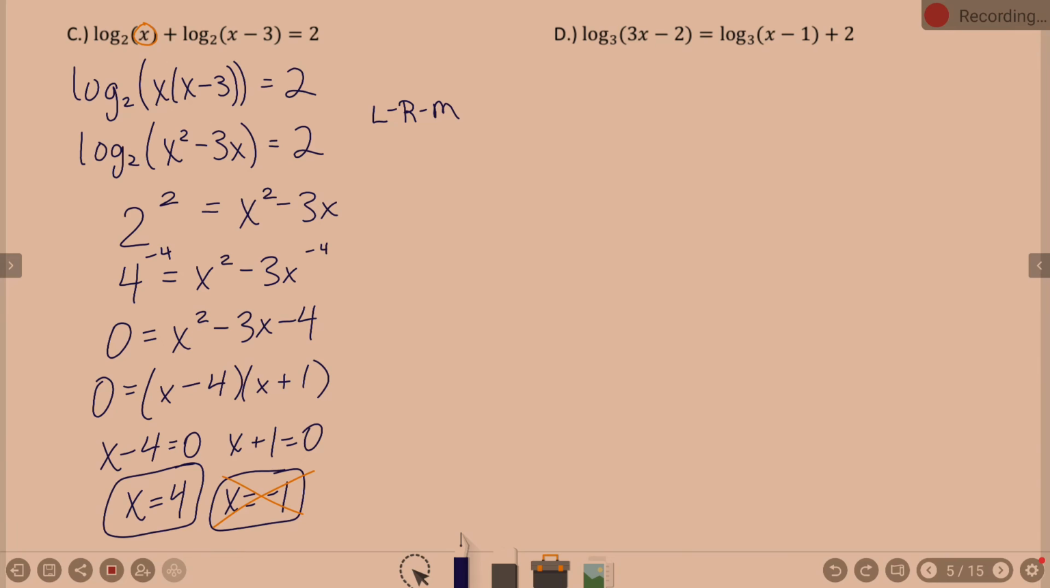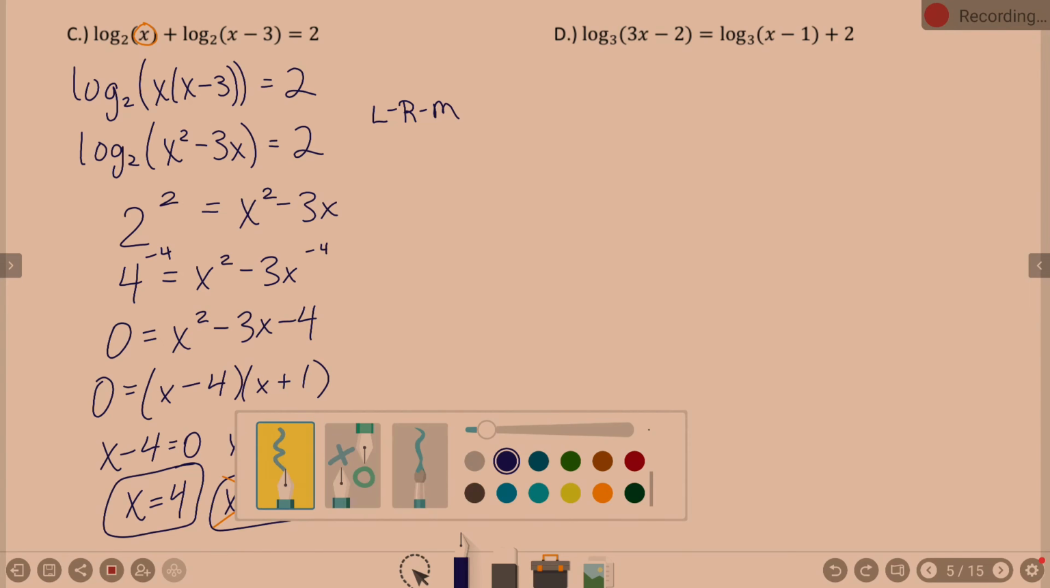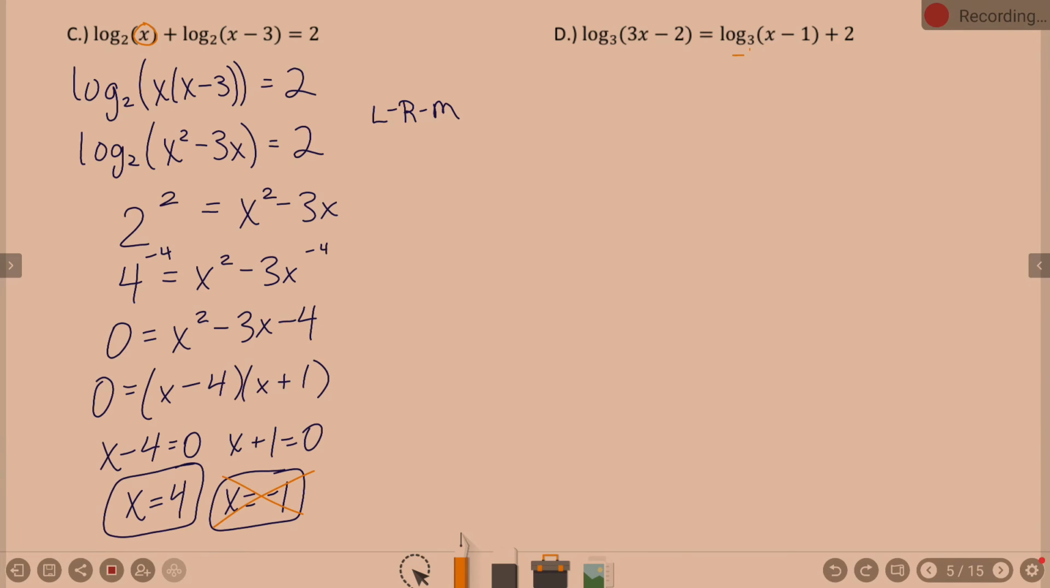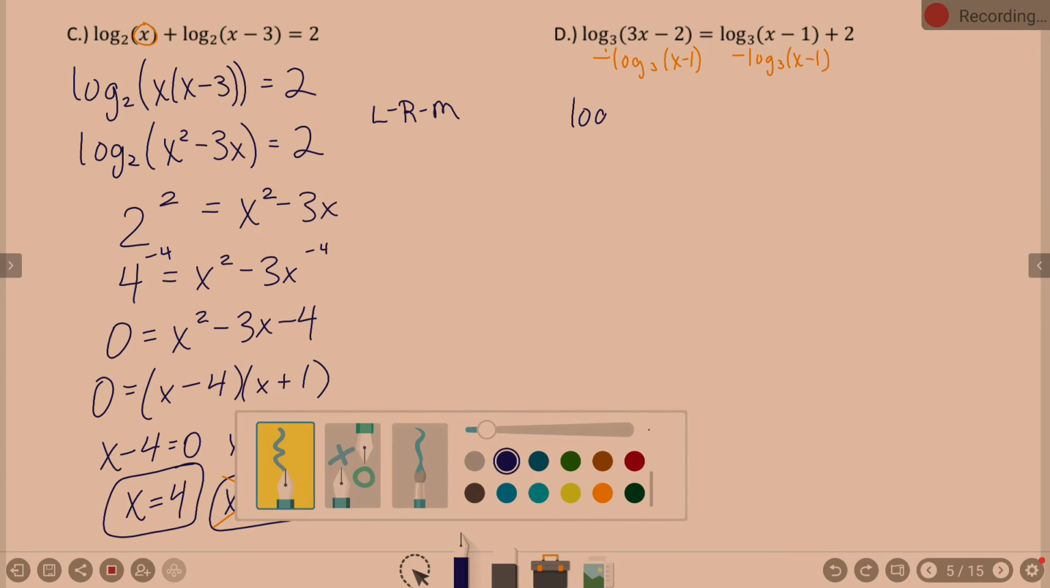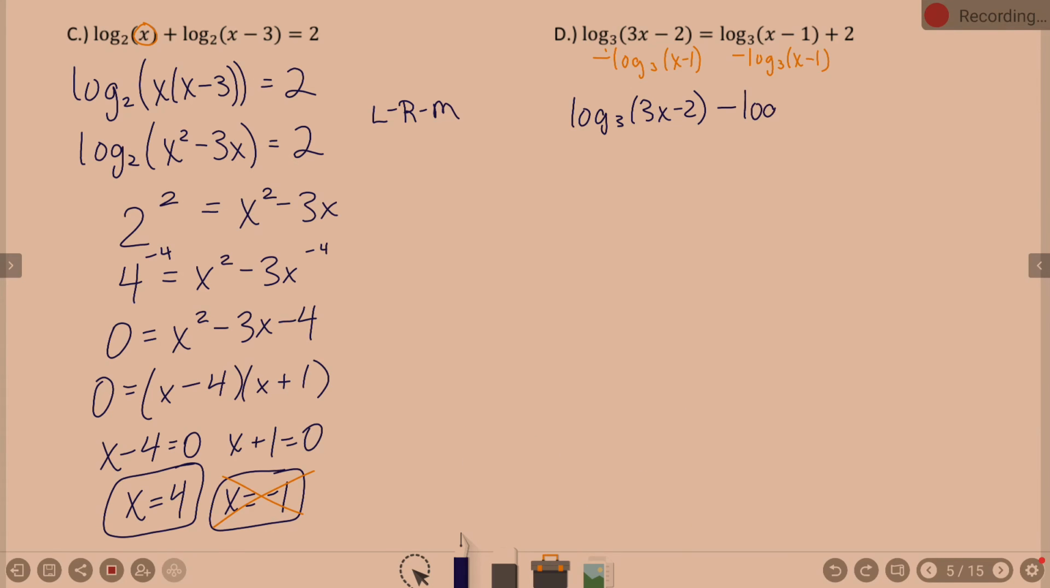Yeah. So if we subtract so that the logs are on the same side, okay? So I'm going to subtract log base 3 of x minus 1 because here's what we're trying to do. We're trying to get the logs on the same side and just have the number on the other side, okay? Unless you can get a log equal to a log, which is the other option, but that's not going to work for me here. So log base 3 of 3x minus 2 minus log base 3 of x minus 1 is equal to 2.